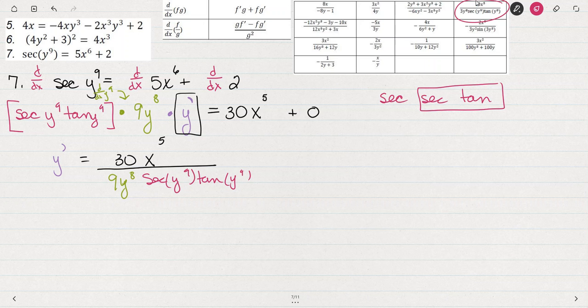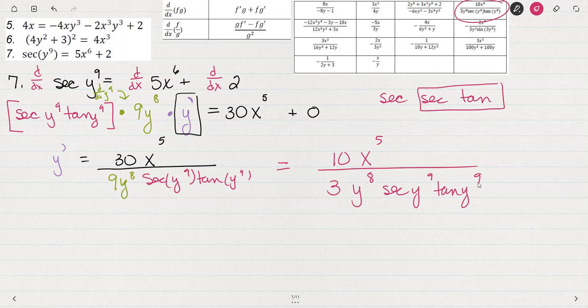Almost. You see that we could reduce still by 3. 3 goes into 30 10 times. 3 goes into 9 3 times. And now we've got our final reduced answer. Well, I hope this video has helped you with these 3 examples. I know they're not easy, but they're certainly doable.